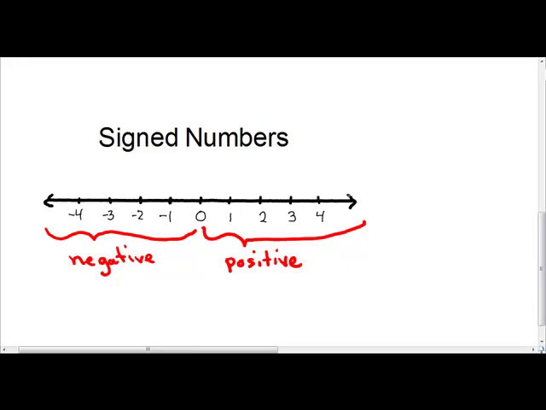We can plot numbers on the number line. If we wanted to graph or plot positive 2, we would just find it and make a point. If we wanted to graph negative 3, we would find it on the number line as below 0 and make a point.